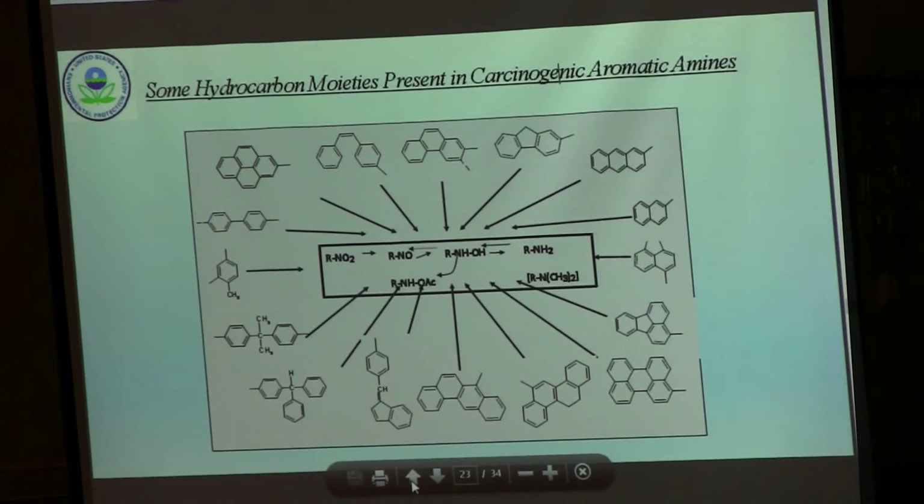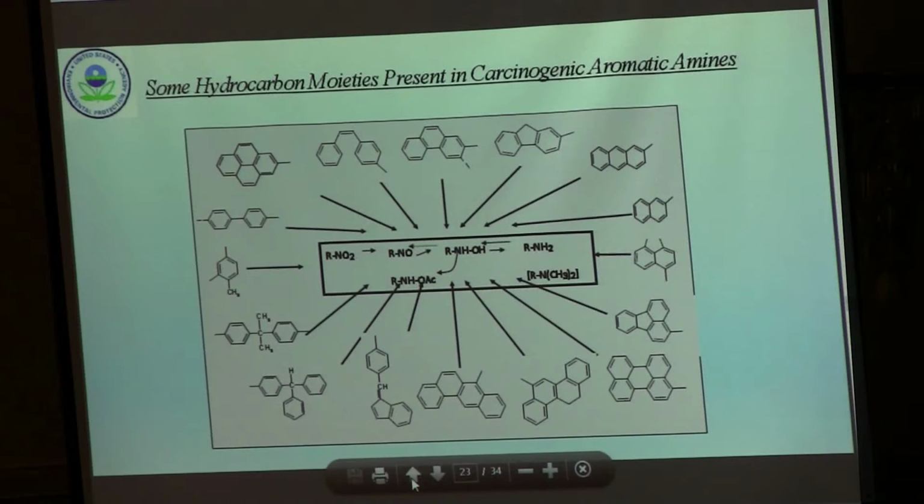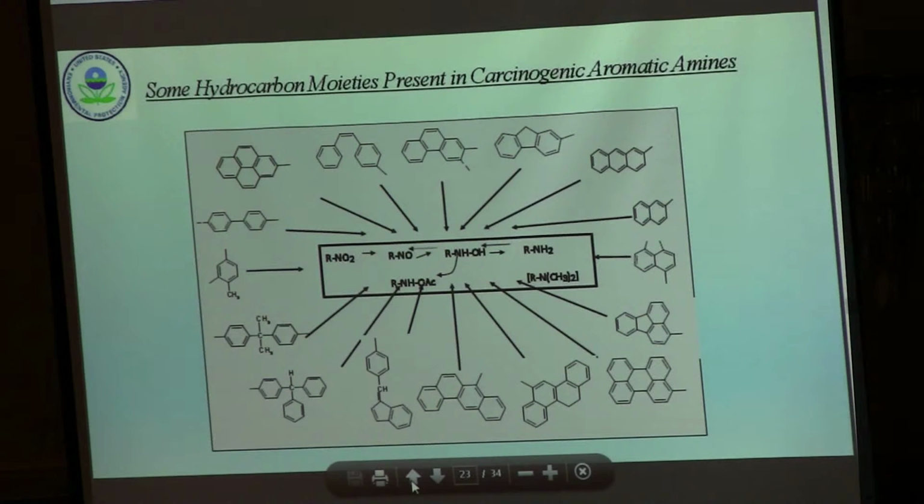And another example I can tell you about is aromatic amines. There are a number of them that are known human carcinogens, like benzidine or beta-naphthylamine, and a lot of them have been tested for carcinogenicity.